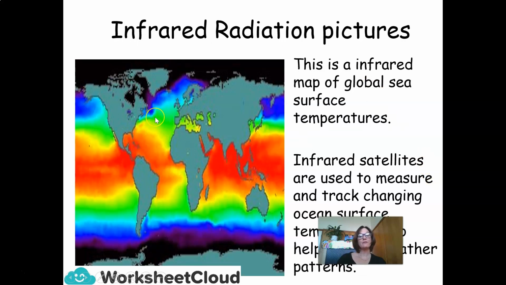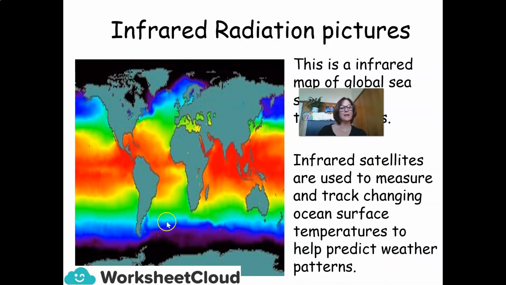Here we have an infrared radiation picture. Again, this one is of a global sea surface. And it's showing us all the different temperatures. So infrared satellites are used to measure and track changing ocean surface temperatures to help us predict weather patterns. So radiation is used all day, every day in our lives, and we don't even know. When we're watching the news and watching to see what the weather's going to be like tomorrow, we didn't even know that radiation was used in order to predict the weather patterns.